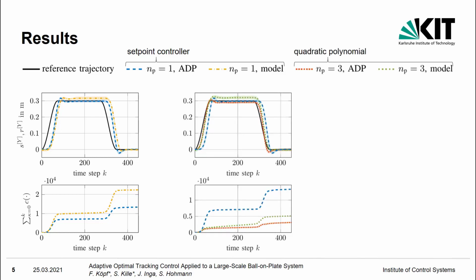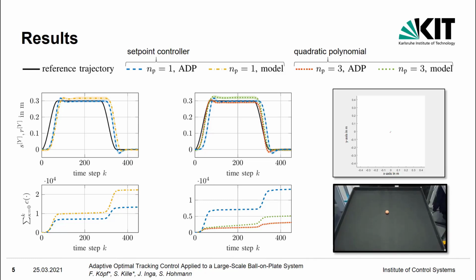In the middle, the results using quadratic polynomials to locally approximate the reference trajectory are given. The model-based controller is shown in green, our ADP controller is given in red. It can be seen that the setpoint controllers lag behind and the local reference approximation allows foresighted control. Further, our ADP-based controller outperforms the model-based controller.